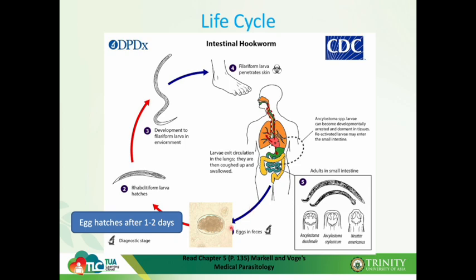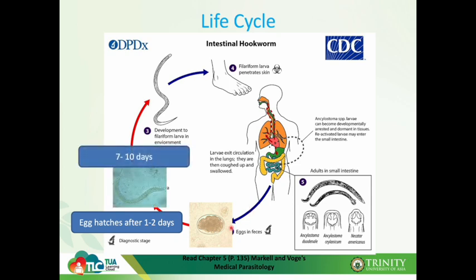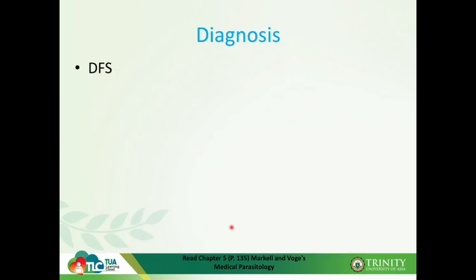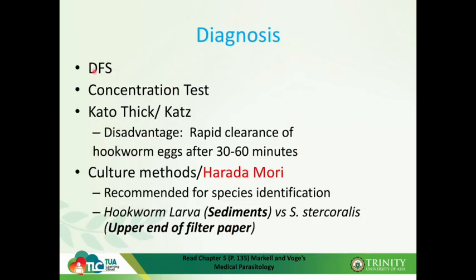Once it reaches the soil, the eggs typically hatch after 1 to 2 days. And then within 7 to 10 days, the rhabditiform will become infective, or it will become filariform. For the diagnosis, of course, we can use the routine method, direct fecal smear. We can also use concentration techniques.